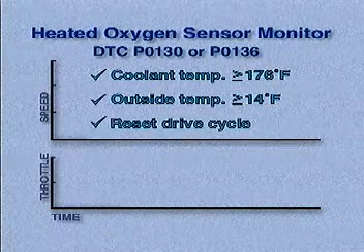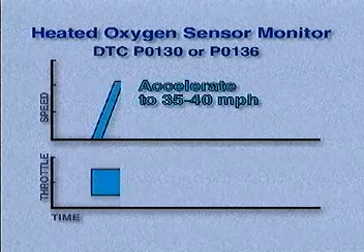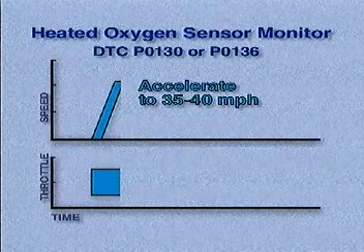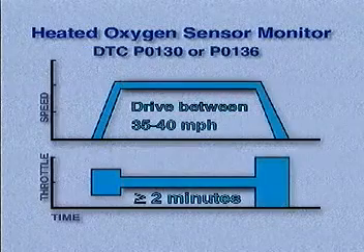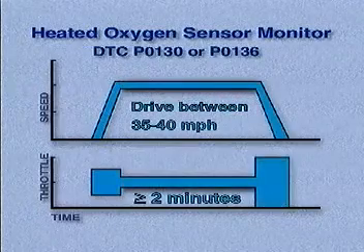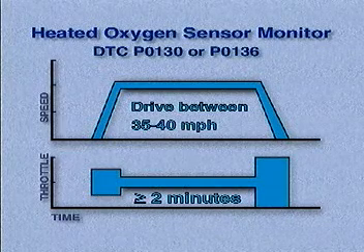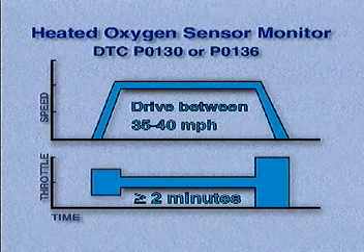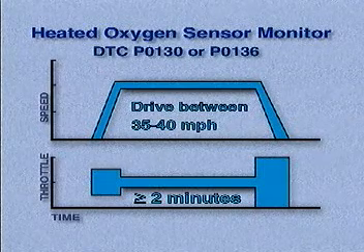Then restart the engine and accelerate to 35 to 40 miles per hour. Use D range for cars equipped with an automatic transaxle or shift through to fourth gear with a manual transaxle. Drive between 35 and 40 miles per hour at a constant speed, moving the accelerator pedal as little as possible, for 2 minutes or more. This allows the ECM to operate in closed loop, where oxygen sensor output is predictable.